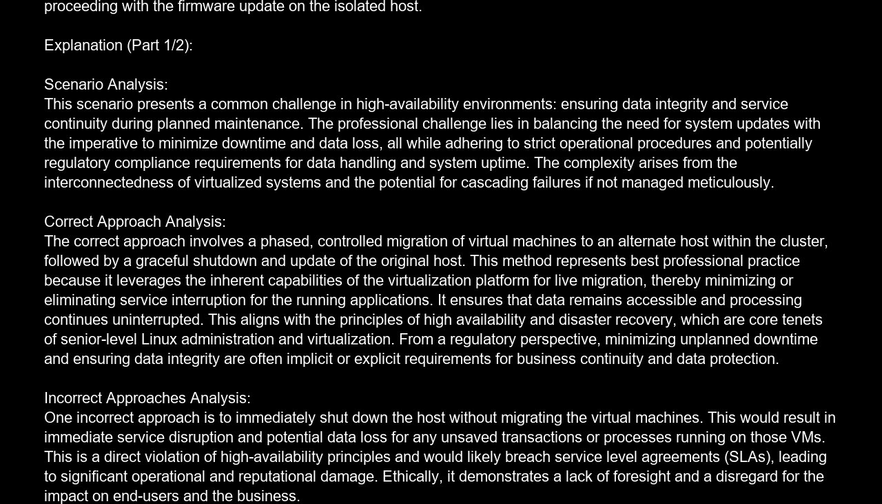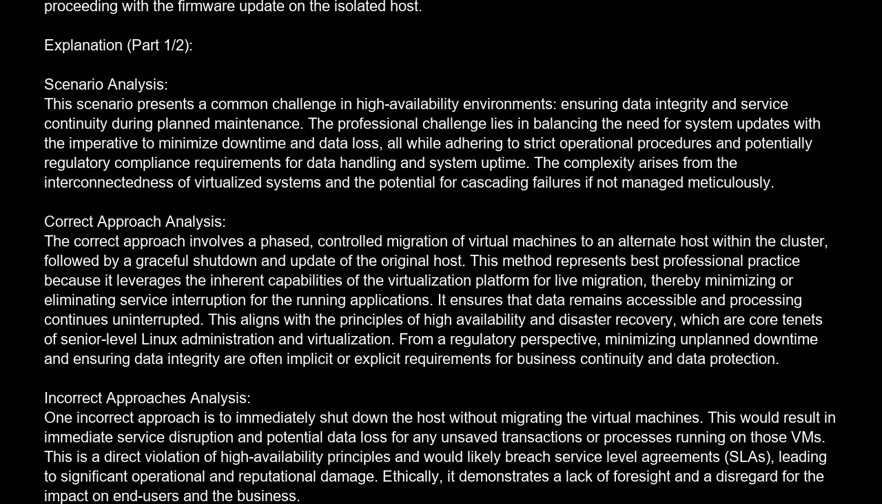This aligns with the principles of high availability and disaster recovery, which are core tenets of senior-level Linux administration and virtualization. From a regulatory perspective, minimizing unplanned downtime and ensuring data integrity are often implicit or explicit requirements for business continuity and data protection. Incorrect approaches analysis.